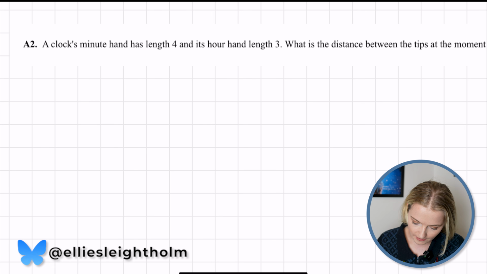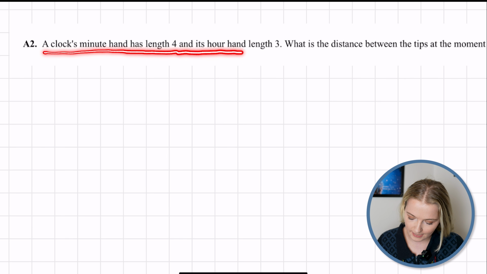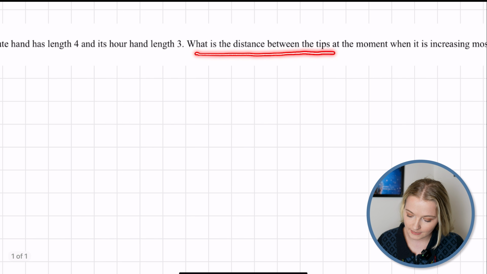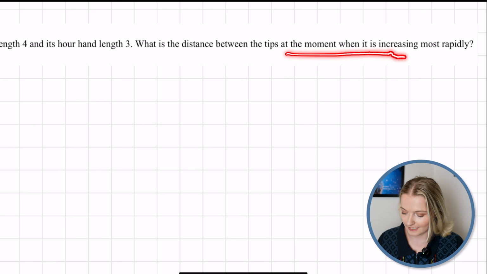But it says a clock's minute hand has length 4 and its hour hand has length 3. What is the distance between the tips at the moment when it is increasing most rapidly?